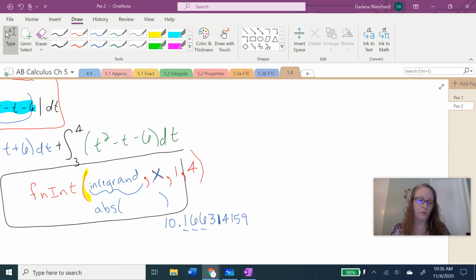Okay, so that is how you use the calculator to solve definite integrals. And I'm going to stop this recording.